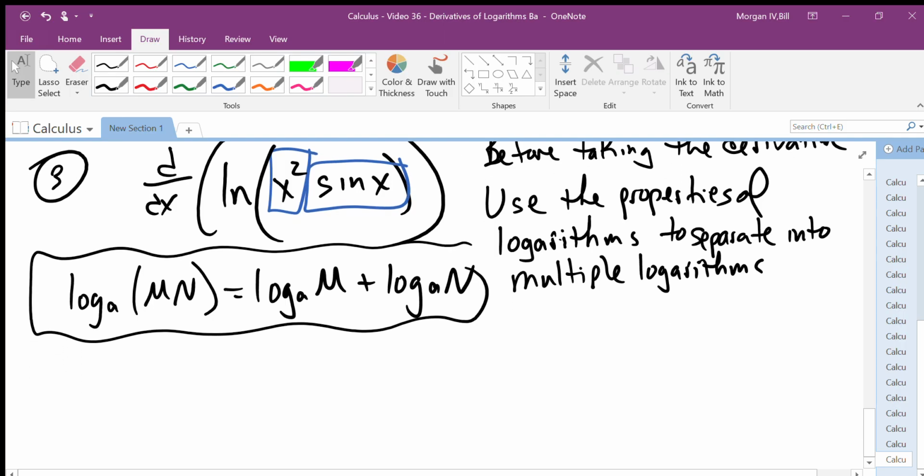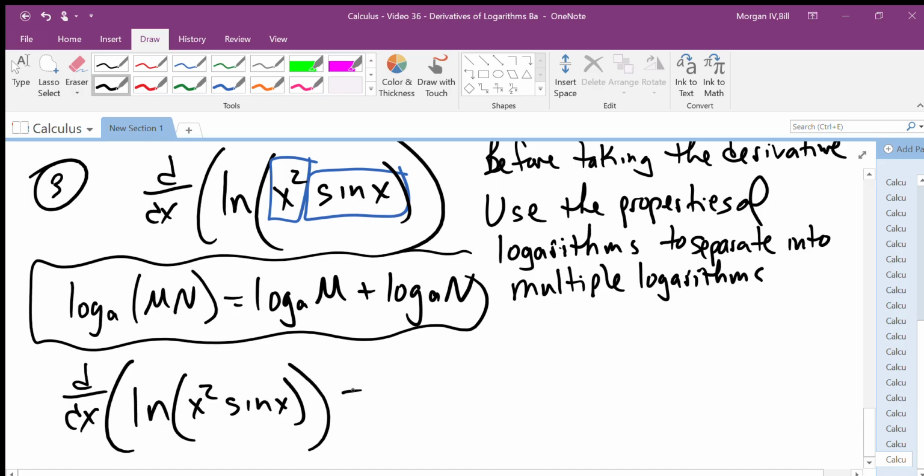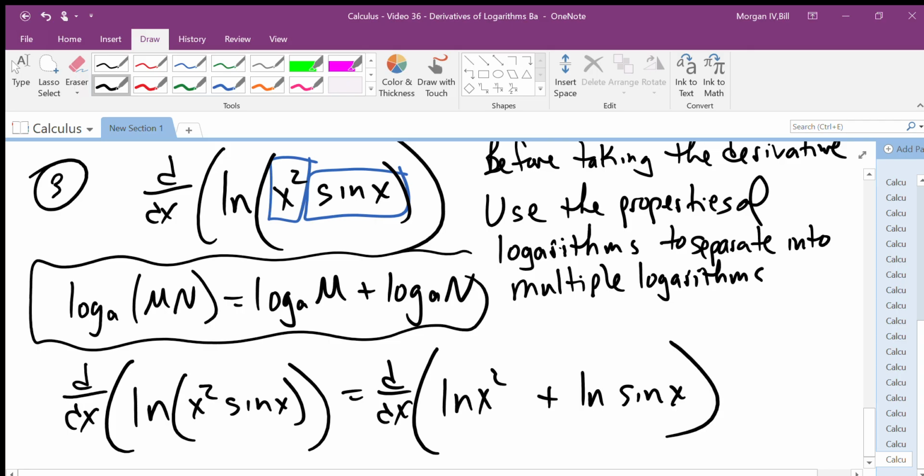Or more, well, we'll get to more generally in a second. In this case, when we have the derivative of the natural log of x squared sine of x, we're going to rewrite this, not derivative yet, just going to rewrite the natural log of x squared plus the natural log sine of x. We're going to separate that and write it as two different logarithms added together. And then, one more thing.